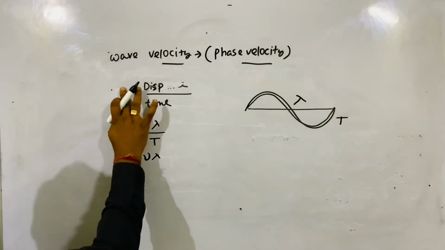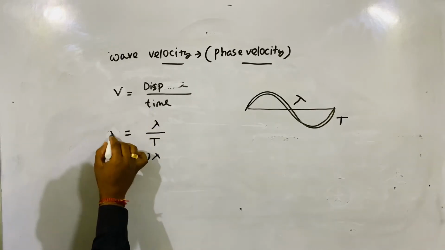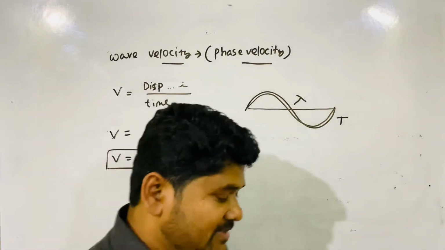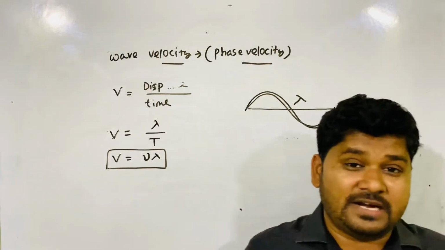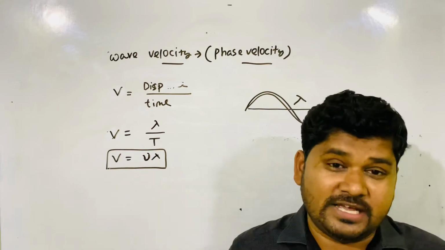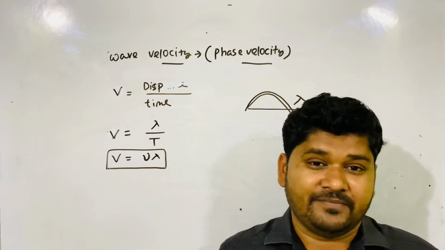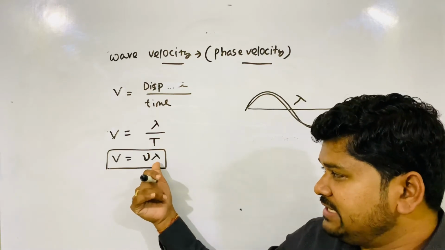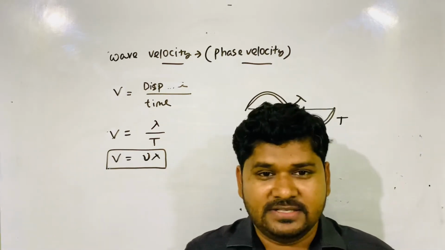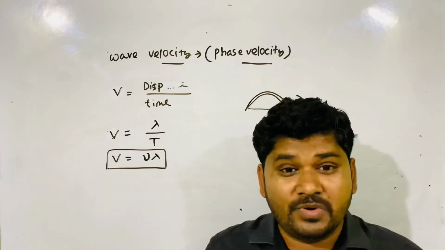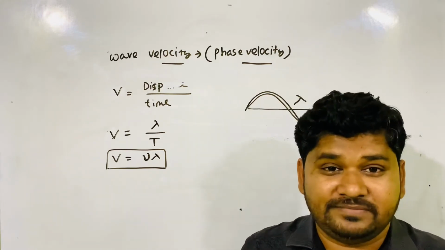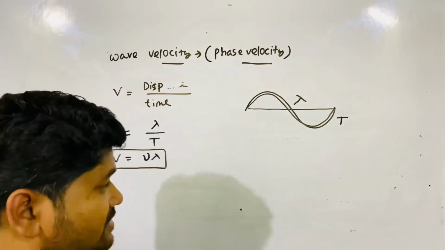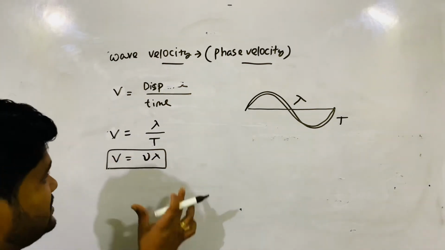Then what about wave velocity v? v is equal to nu lambda. This formula is required not only in 11th but also in 12th, everywhere. Remember, the velocity of a wave is equal to its frequency times wavelength. This is the relation between three primary quantities of a wave: v equals nu lambda. Always remember. This is the wave velocity or phase velocity.